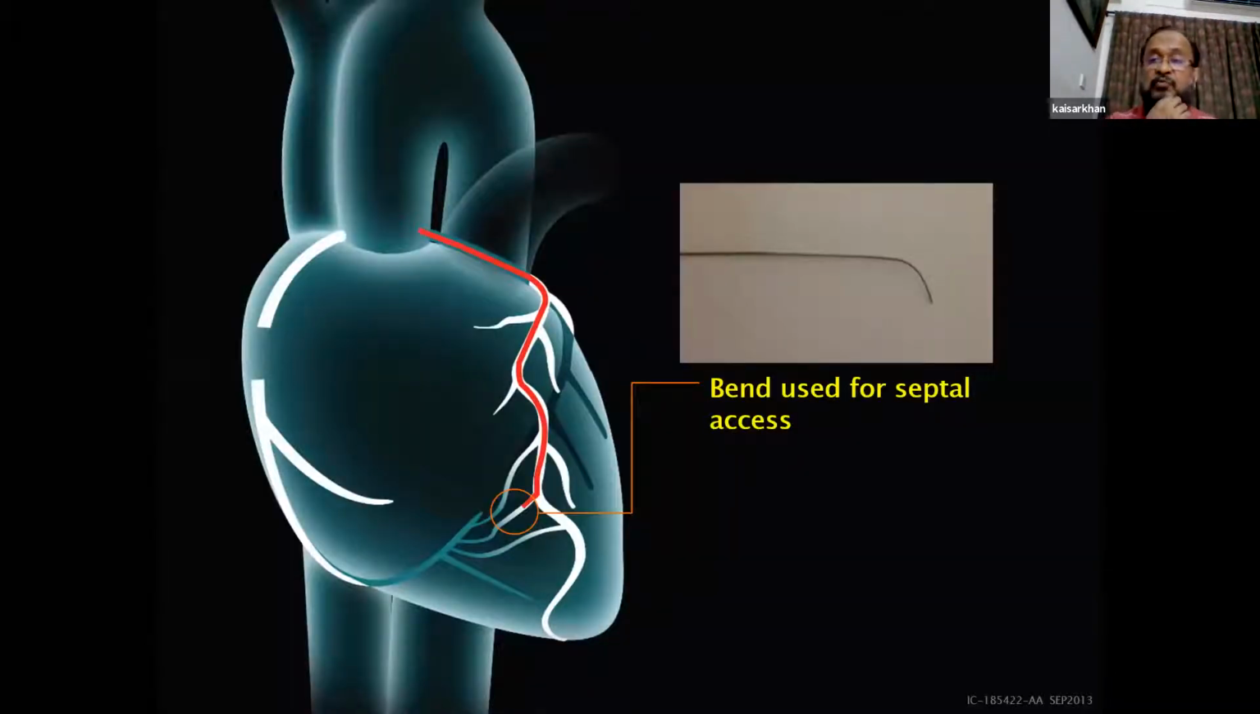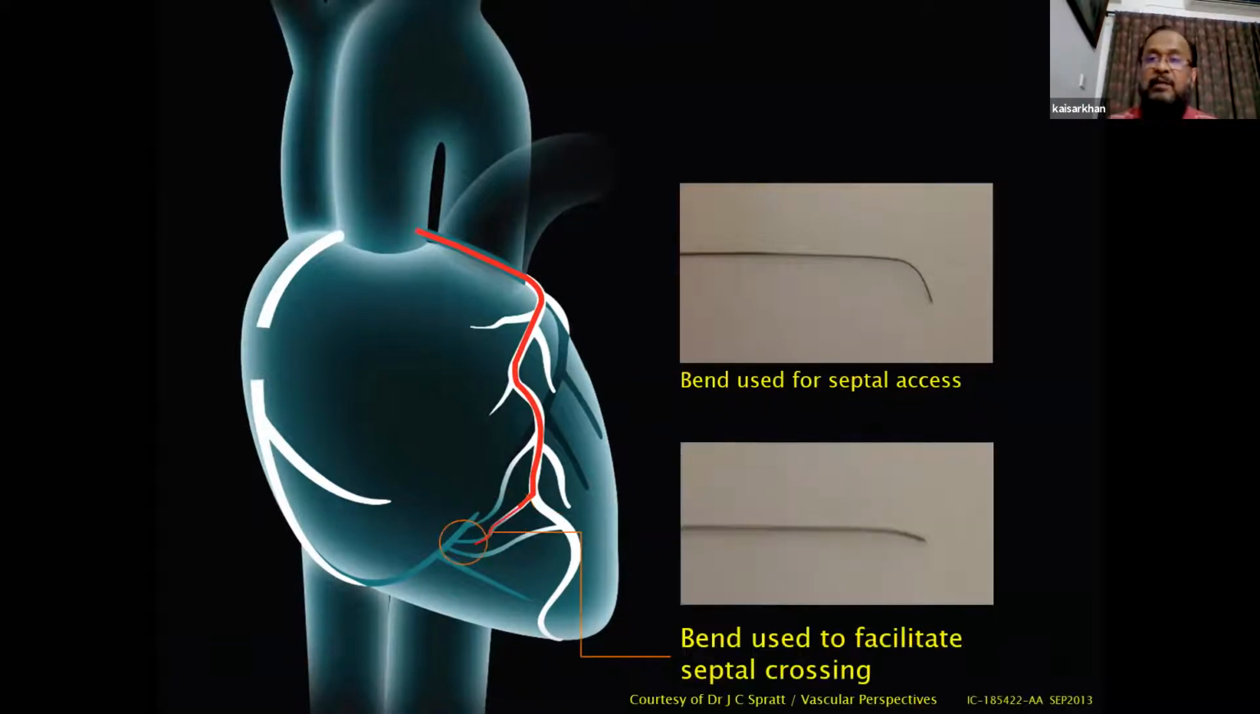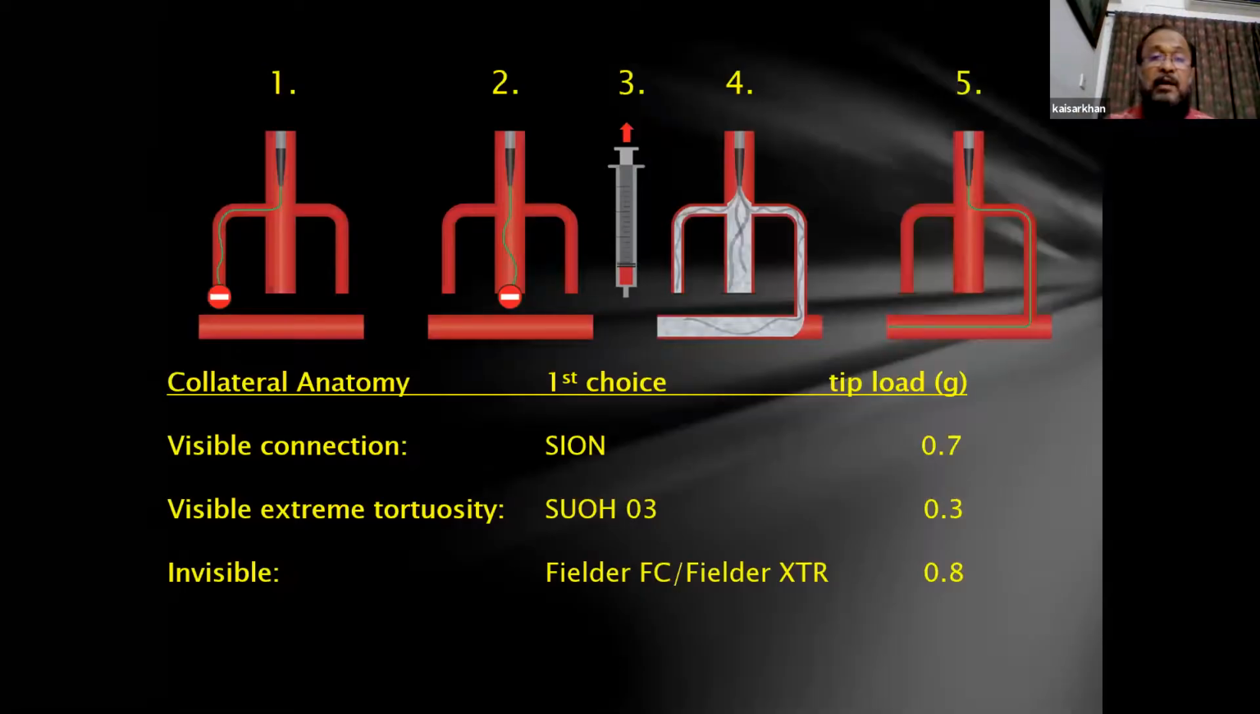And usually a bend is used for septal. When you go into the septal, you have to give an acute bend, long bend. But for septal crossing, then you have to give a small bend. And usually, if there's a visible connection, use Sion. If extremely tortuous, then SUOH 03. If invisible, then Fielder FC or XTR wire.